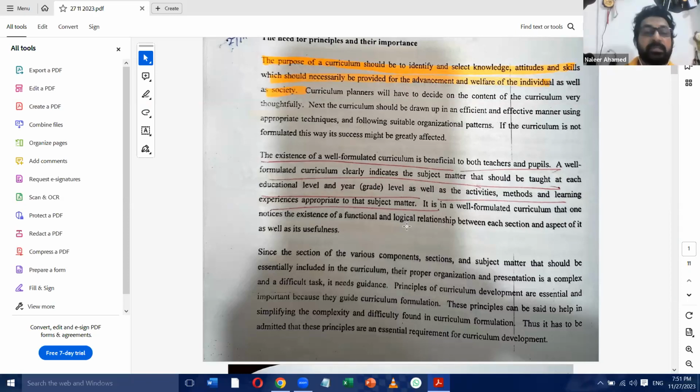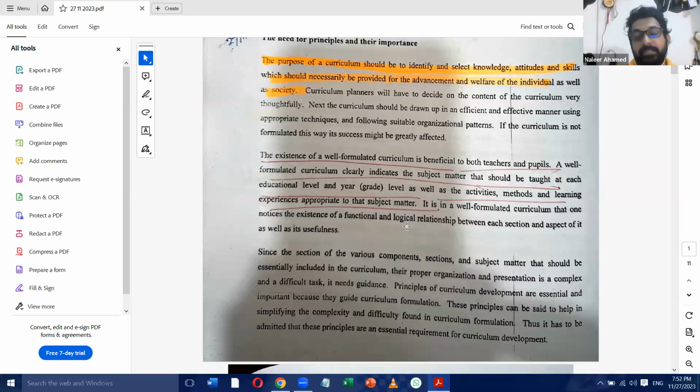So that is very important. Since the various components, sections, and subject matter that should be included in the curriculum, their proper organization and presentation is a complex and difficult task. We have already seen what a curriculum is, the organization, and the setup, the basic elements. So, it is a difficult task.